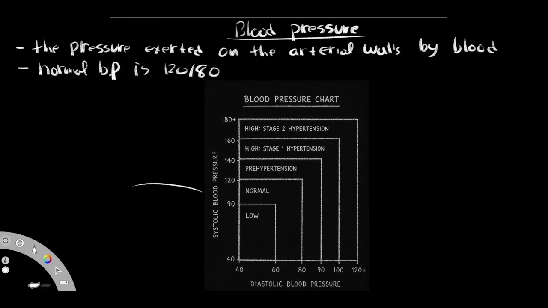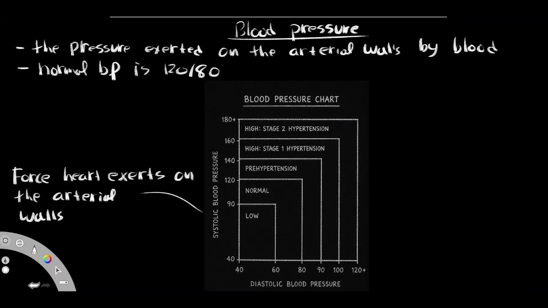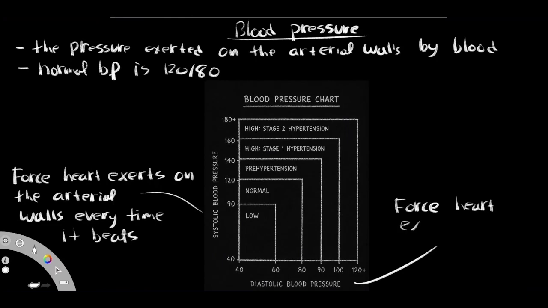All right, so what is systolic? Look at this thing over here. What does that mean? It's the amount of force your heart exerts on the arterial walls, okay, for every beat, okay, every time it beats. Diastolic, however, measures the force heart exerts in between beats. So as you can see over here, 120/80 is in the normal range.